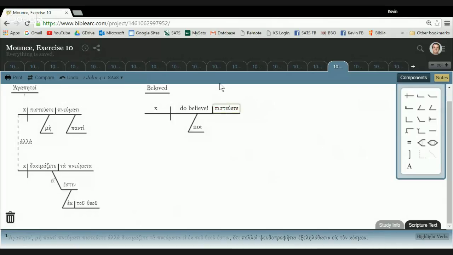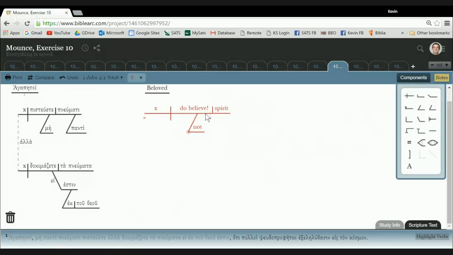Okay, so the pneumati, which is dative, meaning spirits. Come on, delete, man. Delete. Which is dative, meaning spirits. No, it's dative singular, spirit.